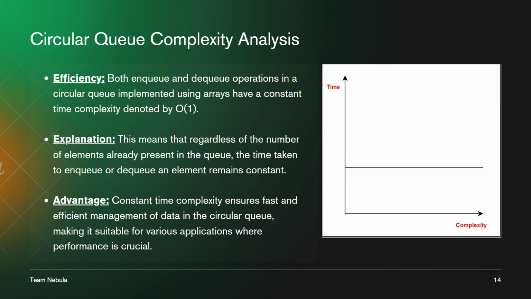Now, let's dive into the complexity of NQ and DQ operations of a circular queue when we implement it using arrays. You will be happy to know that the complexities of both NQ and DQ operations are quite efficient. We can perform these operations in constant time, represented by big O of 1. This means that the time taken to NQ or DQ an element does not depend on the number of elements in the queue. It's always the same, making it a fast and efficient way to manage our data.